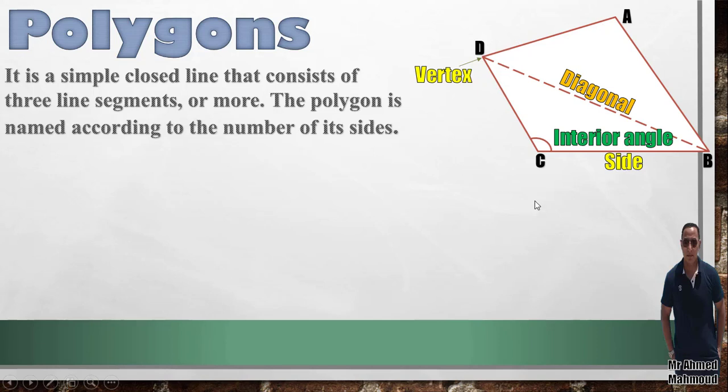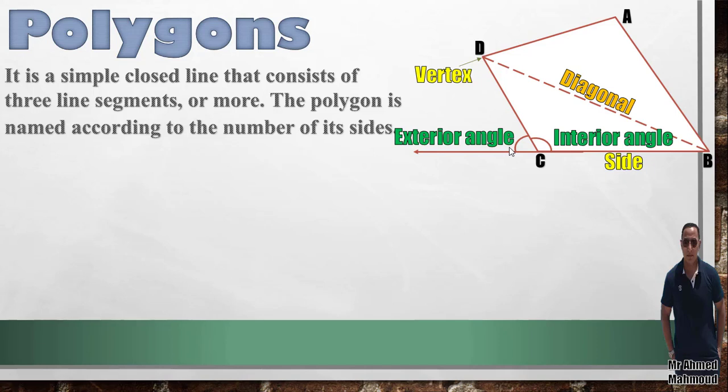And also there is another angle outside the shape called an exterior angle. The angle outside the polygon is called an exterior angle. So the angle inside is called the interior, the angle outside is called the exterior.